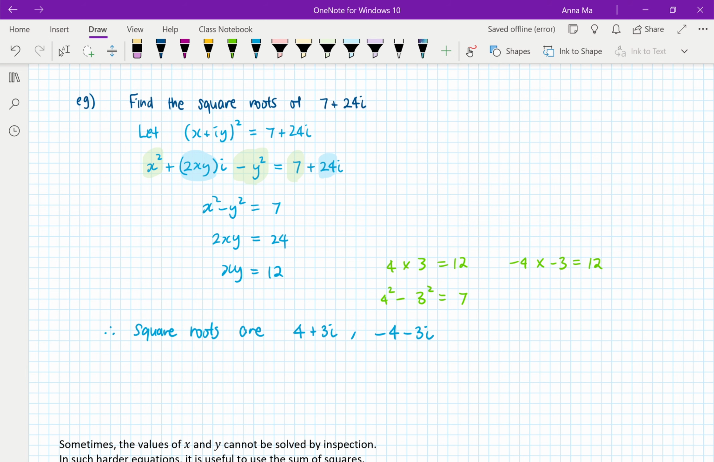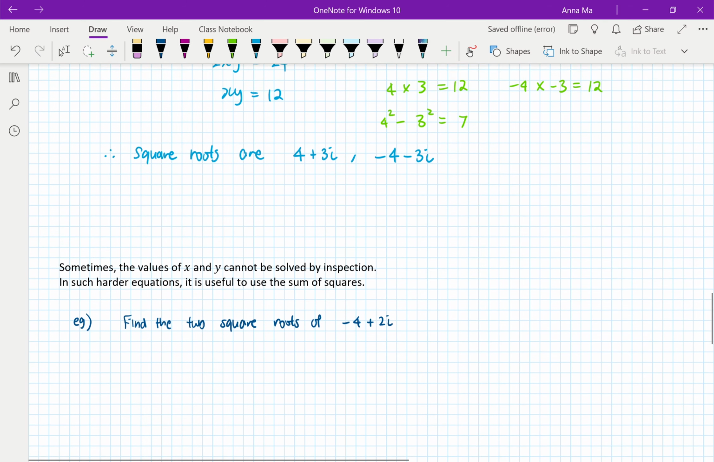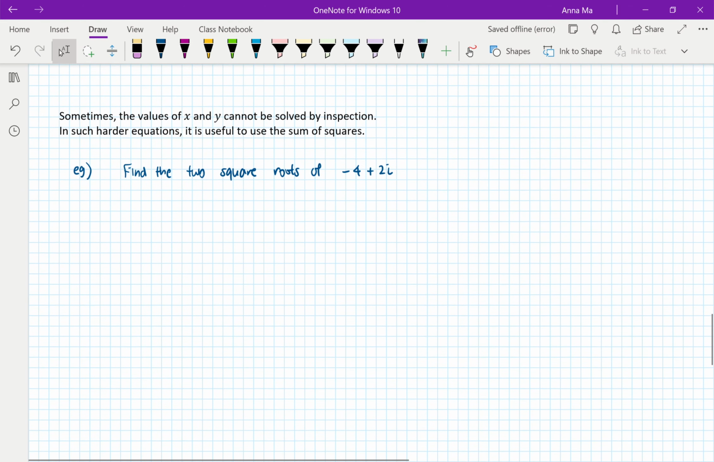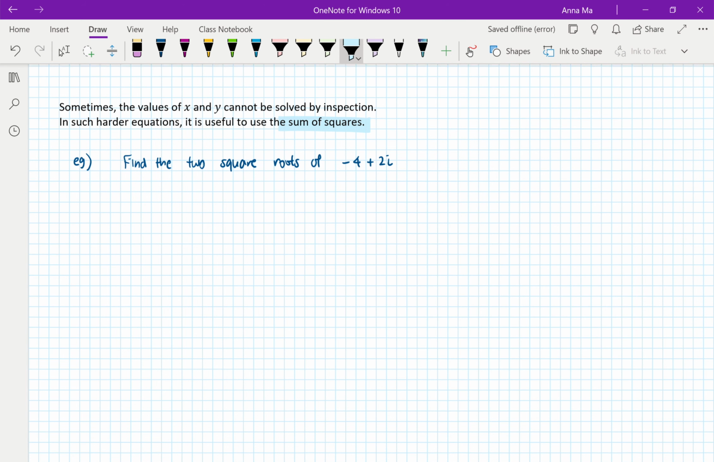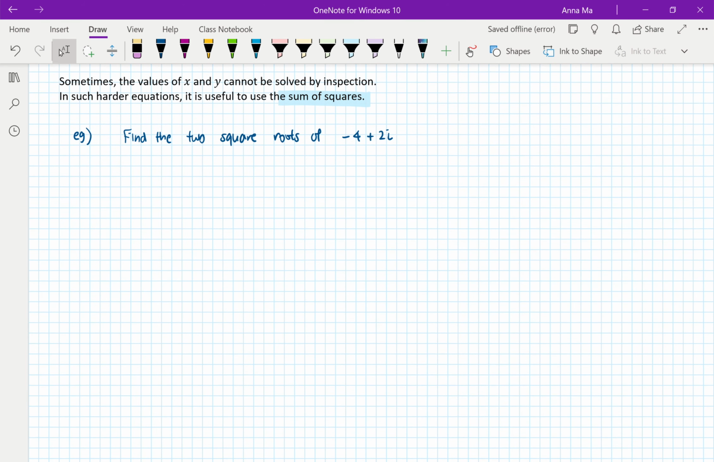Now this was a nice case, but sometimes the values of x and y cannot be solved by inspection, and in that case you're just going to have to solve it simultaneously, but using the sum of squares it might be just a little bit easier to solve. So let's try this question. Find the two square roots of -4 plus 2i. So starting with the same method.